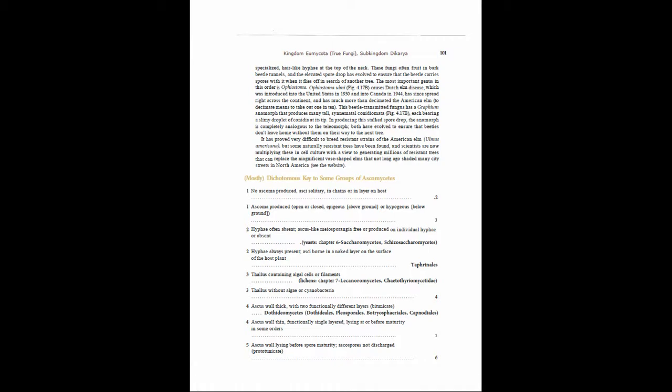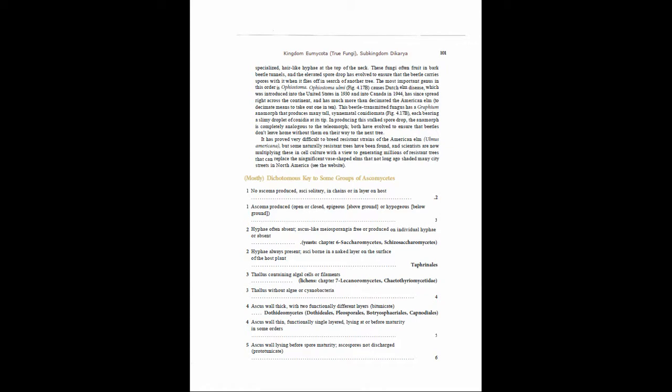The most important genus in this order is Ophiostoma. Ophiostoma ulmi, Fig 4.17b, causes Dutch elm disease, which was introduced into the United States in 1930 and into Canada in 1944, has since spread right across the continent, and has much more than decimated the American elm. To decimate means to take out 1 in 10. This beetle-transmitted fungus has a Graphium anamorph that produces many tall, synnematous conidiomata, each bearing a slimy droplet of conidia at its tip. In producing this stalked spore drop, the anamorph is completely analogous to the teleomorph. Both have evolved to ensure that beetles don't leave home without them on their way to the next tree.